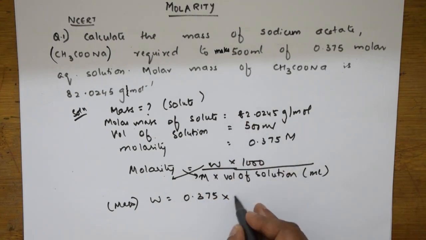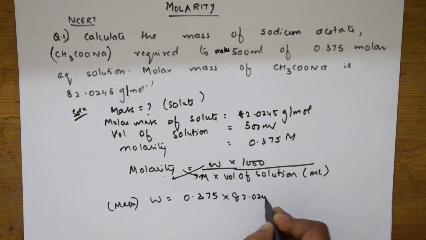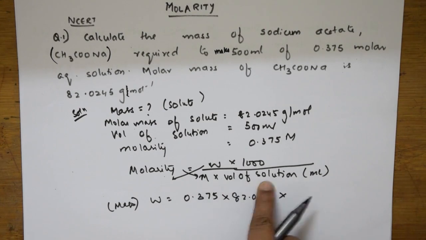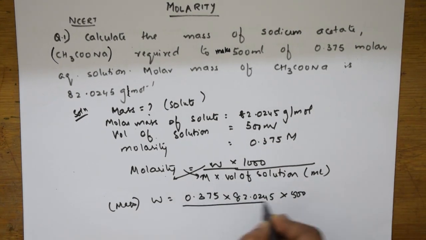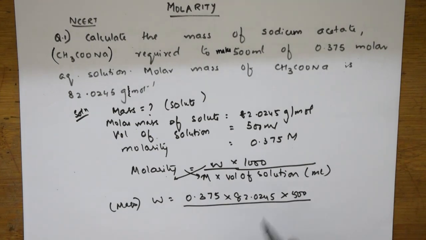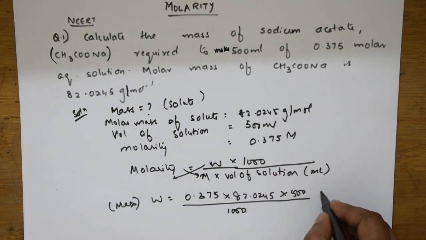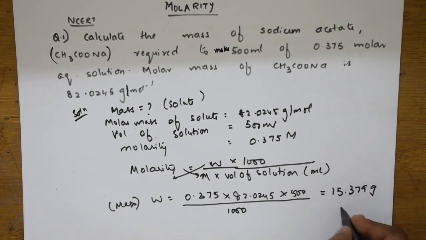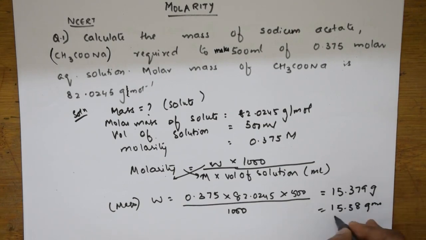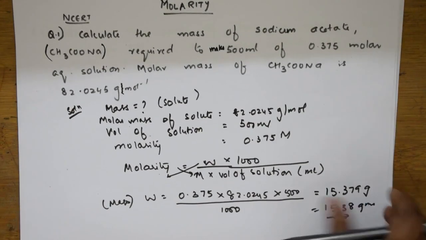It is nothing but 82.0245 into what is the volume of the solution given? 500 ml. 500 ml divided by 1000, isn't it? This goes down 1000. So how much do I get? I'm going to get an answer of 15.379 grams. That is nothing but, if I approximate this, because the significant number is more than 5, this becomes 15.38 grams. That's it. This is your first numerical. Hope this is clear to you all.